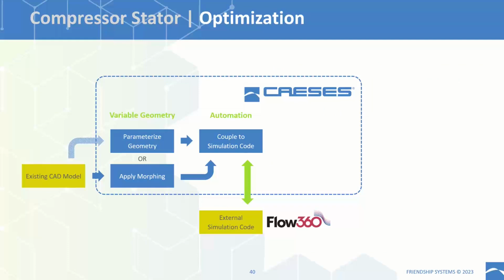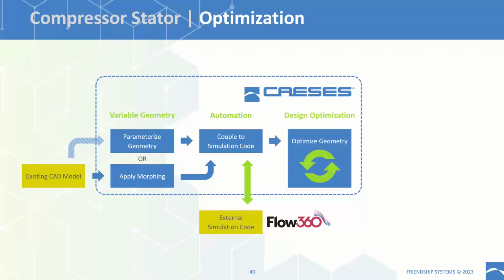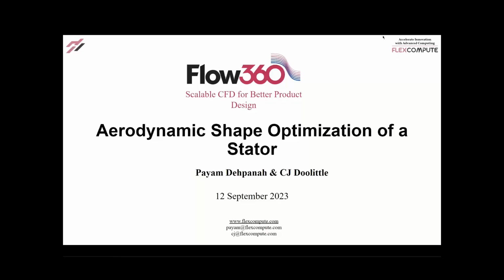And once we have connected the simulation to the geometry variation, then we can go to the optimization step and perform an optimization on the geometry. And this is where I would like to hand over to Payam, who will say a little bit more about the tool Flow360 that we use here and how that is controlled, and then what was done in the optimization process and what kind of results we got. So Payam, I'm going to switch over to you as a presenter, and the floor is yours.